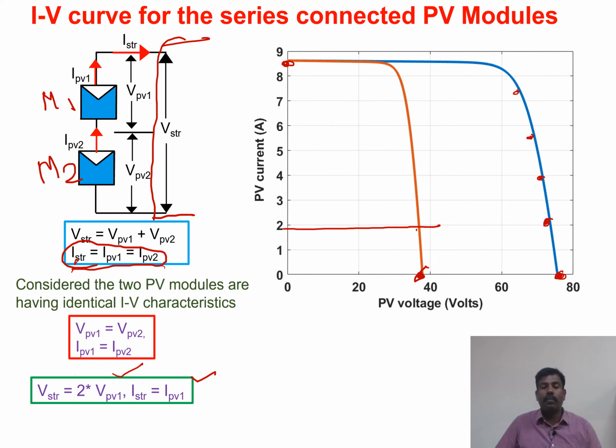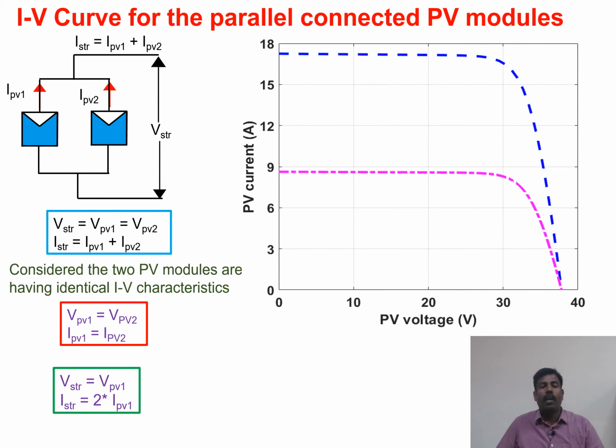By varying the current from 0 to 8 and marking the voltage 2 times what it was, we will get the IV curve of series connected PV modules. The assumption we have made is that these 2 PV modules have identical characteristics, that means they are the same. Then we will see what the IV curve for parallel connected PV cells looks like.